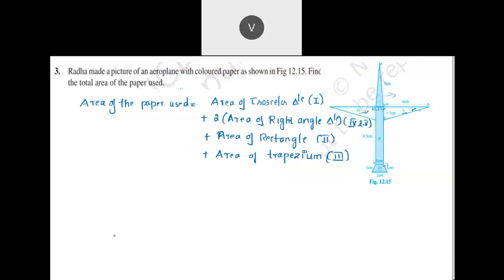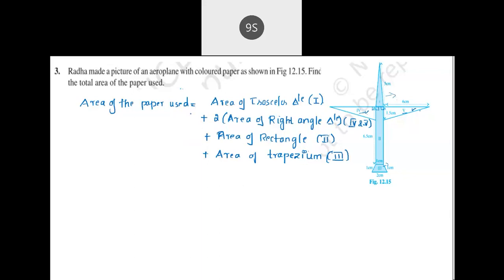So what is given in this question, student? Ma'am, Radha made an aeroplane. It has different shapes. We have to find the total area of the paper used in the aeroplane.